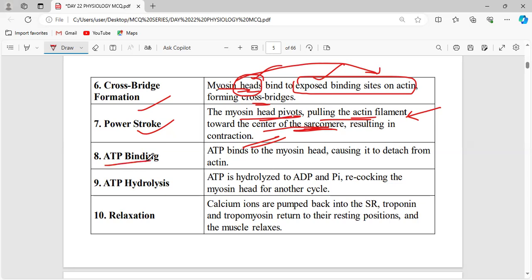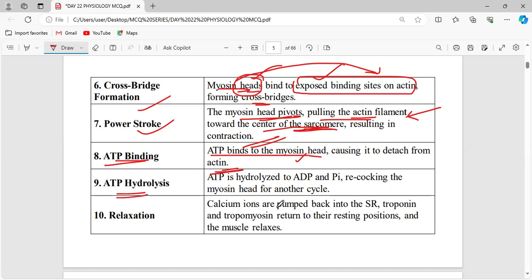Now ATP binding. See, the entire process is an ATP dependent process. If you want to contract our muscle, definitely we are in need of energy. For that, we are getting energy from the ATP, adenosine triphosphate. Now this ATP binds to the myosin head, causing it to detach from the actin. To detach from the actin, this myosin needs the ATP.